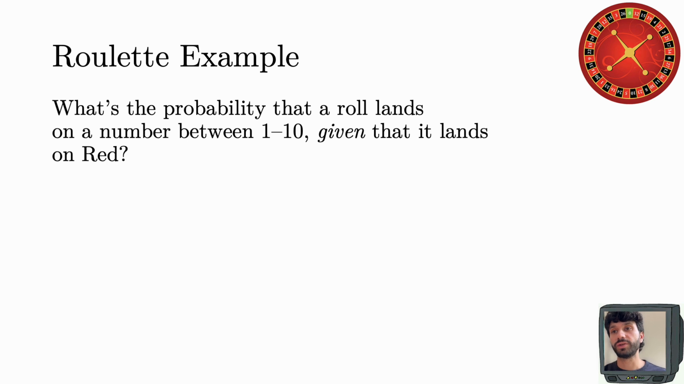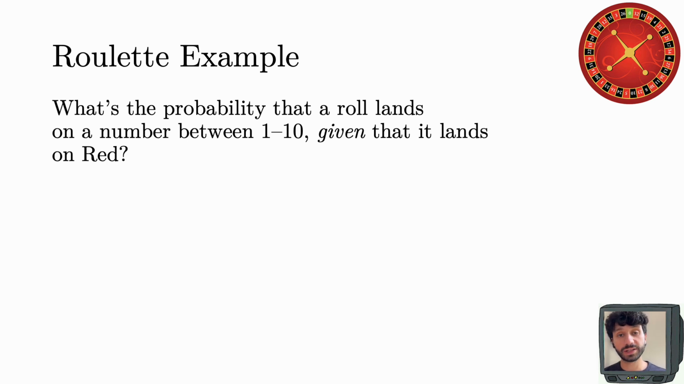Okay, let's look at another example from a roulette wheel. All these examples are derived from casino-themed examples, like roulette, dice, flipping a coin, but it doesn't have to be, but these are good to pump your intuitions. So the question is, what's the probability that a roll lands on a number between 1 and 10, given that it lands on a red?